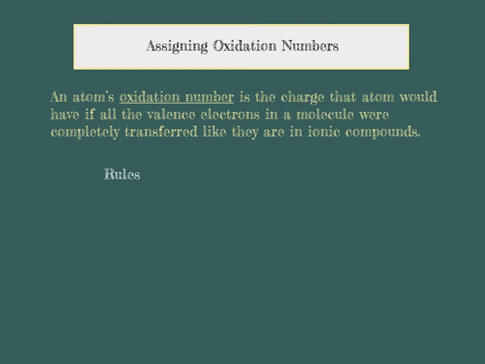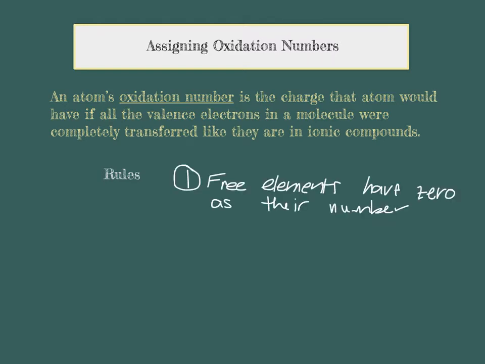There are a few simple rules that we need to know about assigning oxidation numbers before we get started. Rule number 1. Free elements have 0 as their number. That means that elements like copper or hydrogen or fluorine all have an assigned oxidation number of 0.